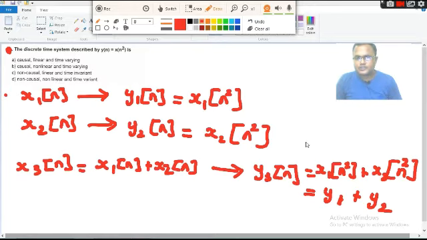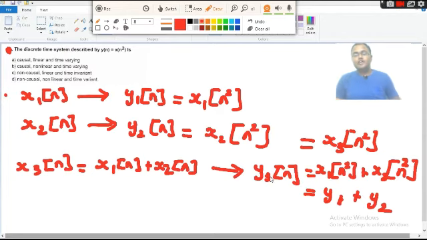Here x3 of n square can be written as x1 of n square plus x2 of n square. But x1 of n square is equal to y1 of n, and x2 of n square is equal to y2 of n. Therefore y3 of n is equal to y1 of n plus y2 of n. Means when we give x3 of n as the summation of the previous two inputs, the output is also equal to the summation of the two previous outputs.